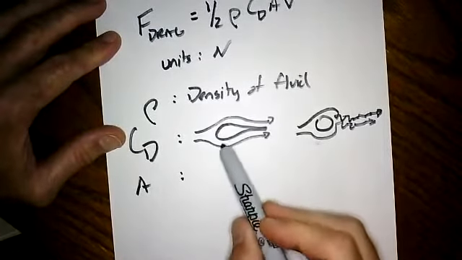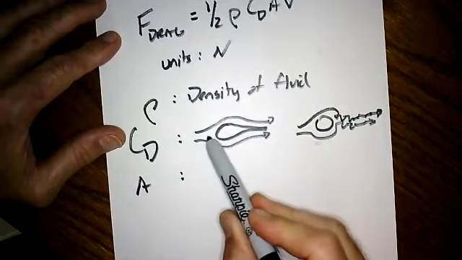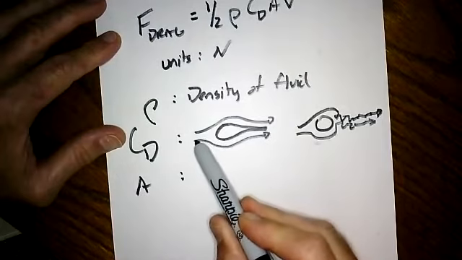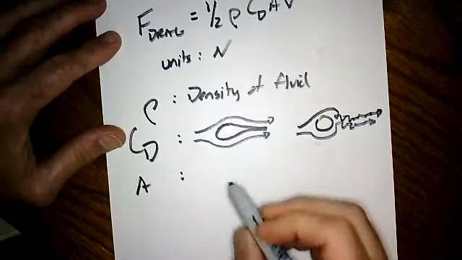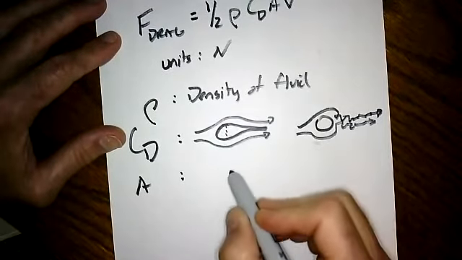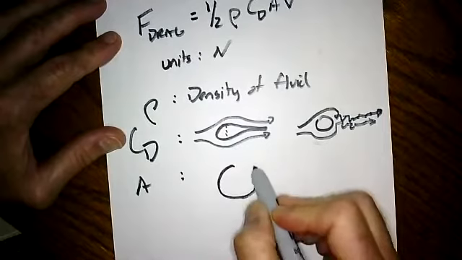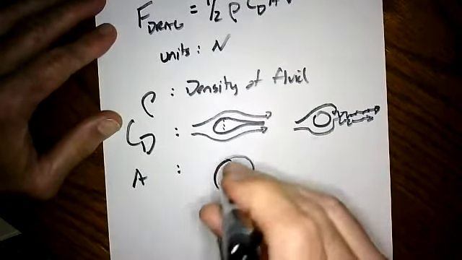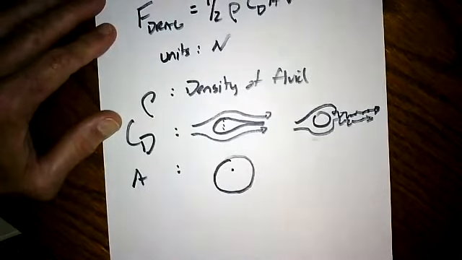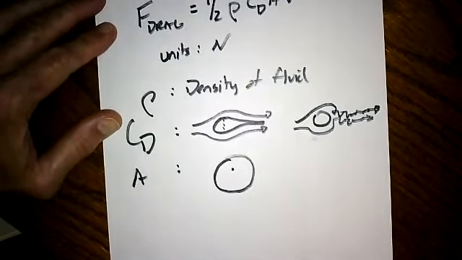Now, A is frontal area. And in this case, we only look at a cross-sectional area perpendicular to the flow of the fluid. So if I was doing something like this, I'll actually just draw a line here, and I would just look at the object from the cross-sectional view where the fluid is moving right towards that object. Okay.